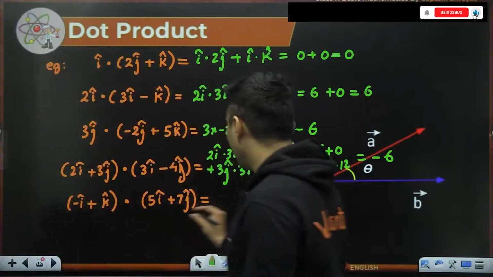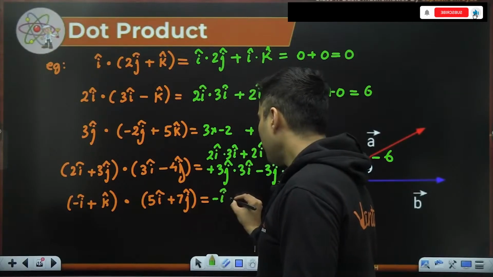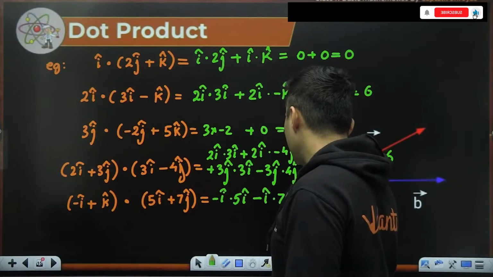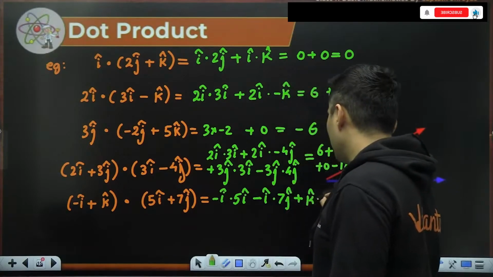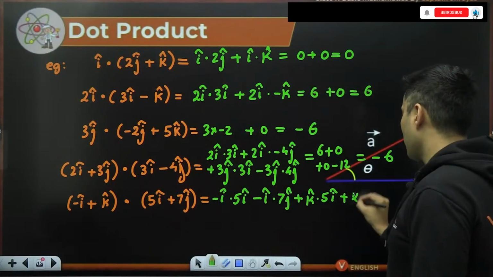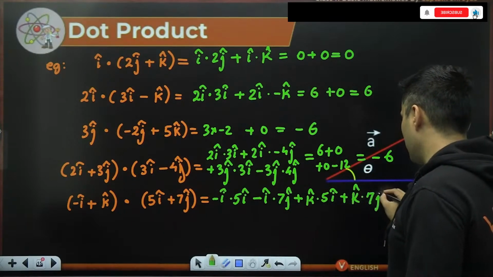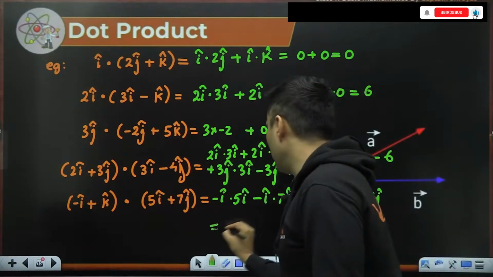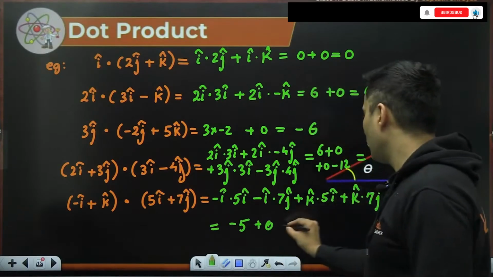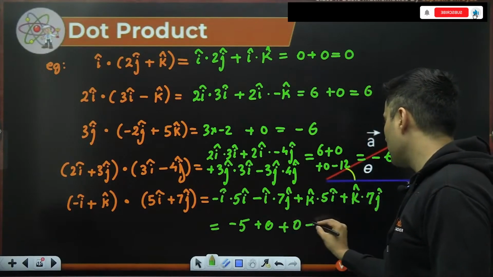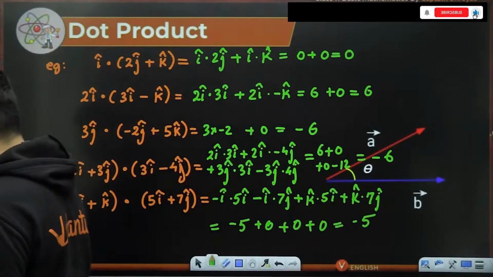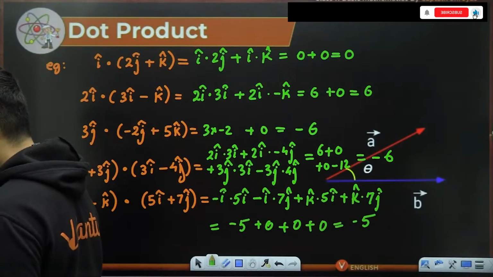Again, multiply. Open up the brackets. So minus I cap dot 5 I cap minus I cap dot 7 J cap plus K cap dot 5 I cap, K into 5 and K into 7J. So K cap into basically 7J cap. Okay. So what is it going to be? I into I is 1. So this will be minus 5. I into J is 0. K into I is also 0. And K into J is also 0. So the answer will be minus 5. Just check it out. Yep.